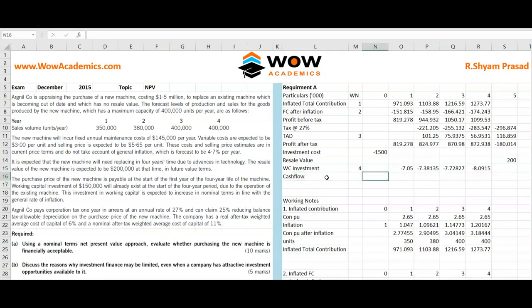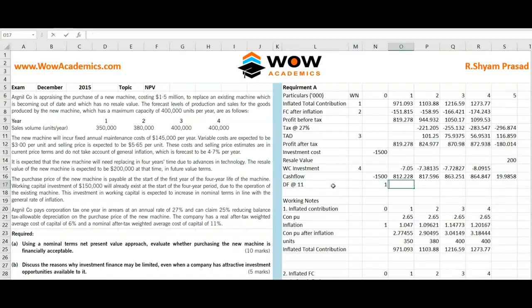So the cash flow will be the sum of the PAT, profit after tax, the investment, the resale value, and the working capital investment. All of them put together we have to add, and we got a number. So we'll do the same thing for all the 5 years. We got the full numbers. We now have to get the discount factor at 11%.